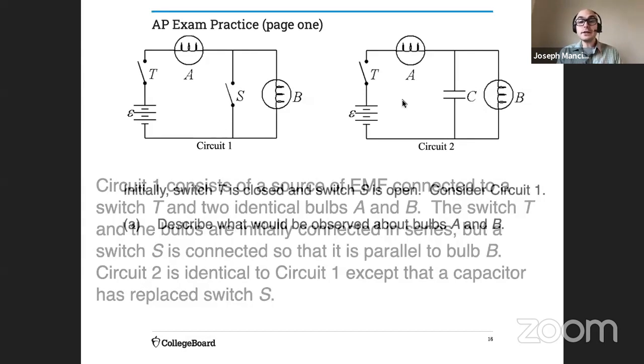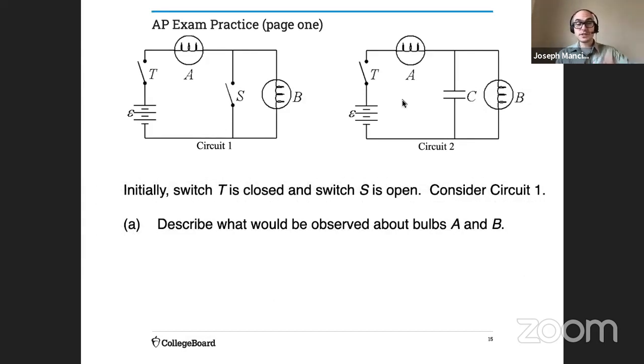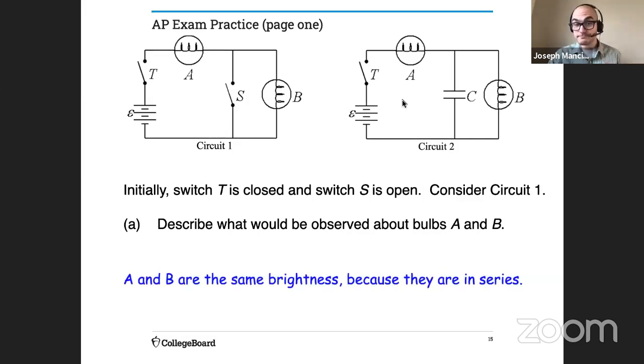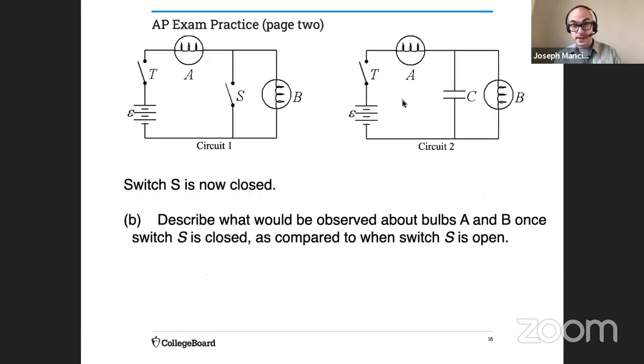Okay, so initially the switch S is open. In circuit 1, can you describe what happens to those lights? Well, when you close the switch, the lights turn on. They have the same brightness, they're identical bulbs, they're in series, same brightness, same current, same power output. You've got this.